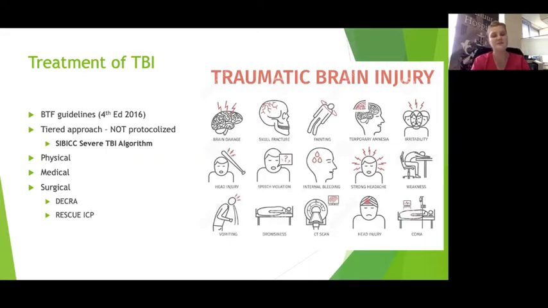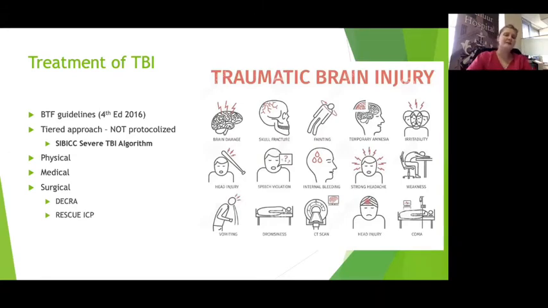It's currently in its 4th edition that was published in 2016. And it's an international collaborative project that publishes guidelines almost every 4 to 5 years. So we are due for a 5th edition either this year or probably maybe next. I suspect with all the COVID that things have been delayed quite a bit. The Brain Trauma Foundation guidelines, we'll go through now as well.